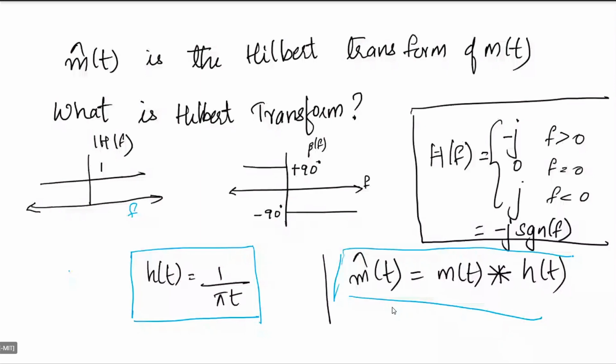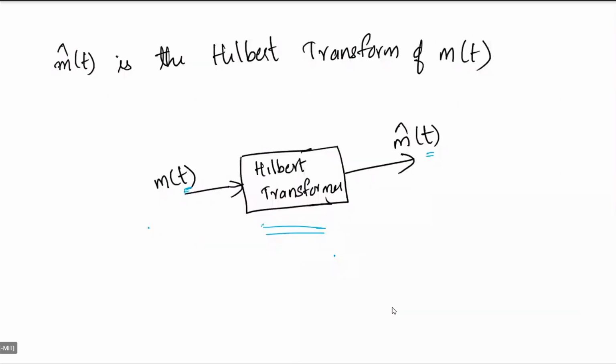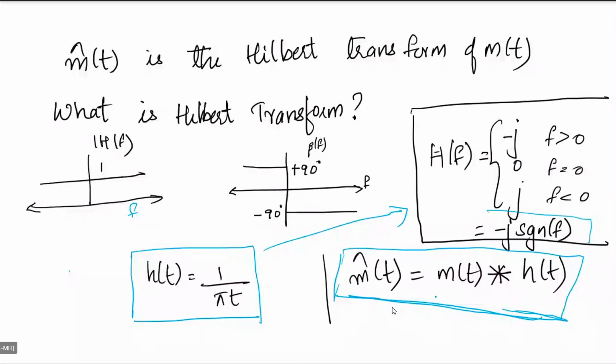The message signal convolved with h of t gives M cap t. And this h of t, its Fourier transform h of f in the frequency domain, is minus j signum f. So 1 by pi t, or in the frequency domain minus j signum f, is the impulse response or transfer function of the Hilbert transformer. Just understand that M of t through the Hilbert transformer gives M hat t, and M hat t is M of t convolution h of t.